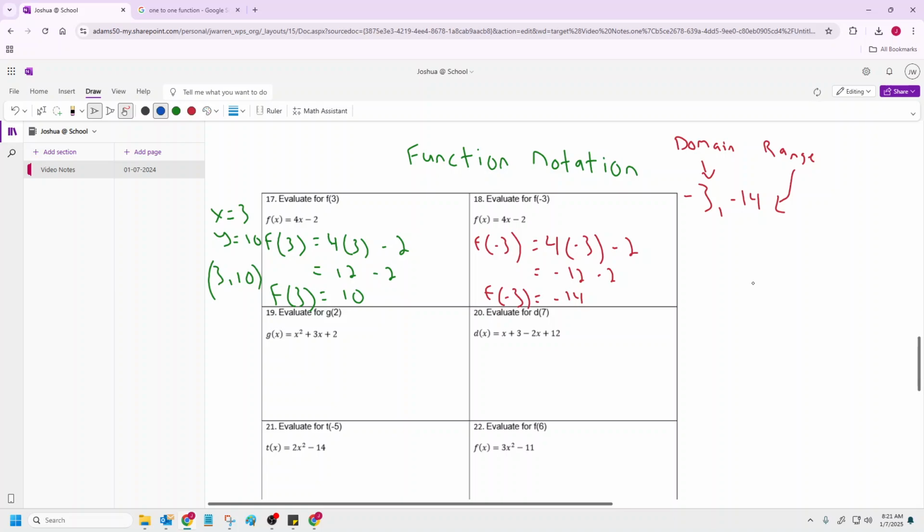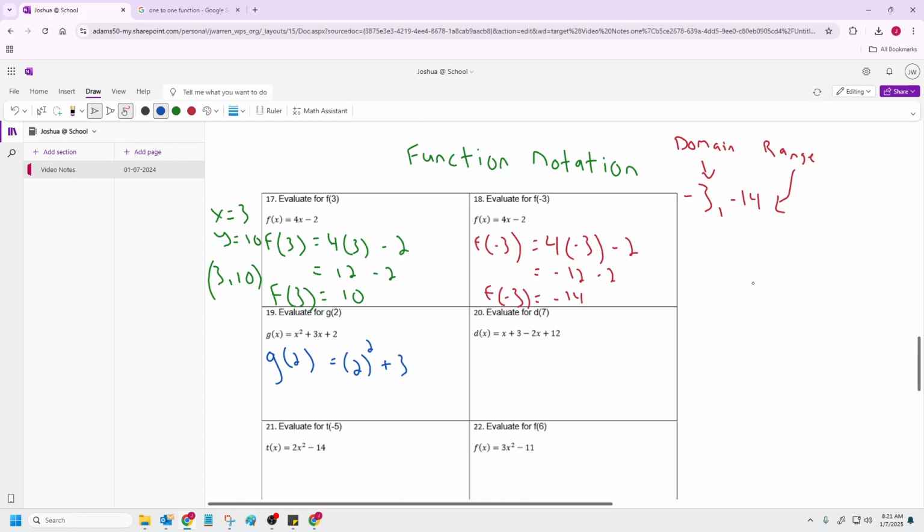All right, let's go to 19. Evaluate for g of 2. Same thing. You're going to plug it in. Everywhere you see an x, you're going to now plug in a 2. Remember, when we have this exponent, you're going to replace it with parentheses first. So I'm going to plug in my 2. It's right here. And then that exponent 2 goes here. And then I'm going to do plus 3 because I'm getting it from here.